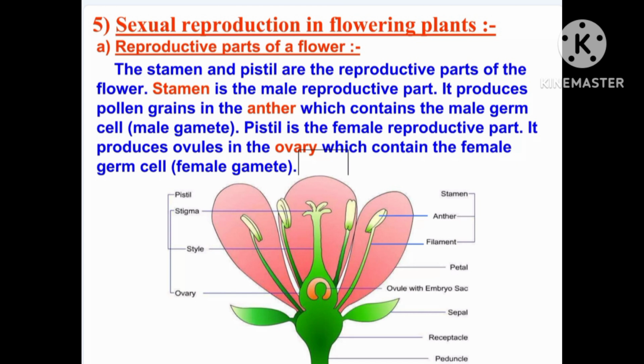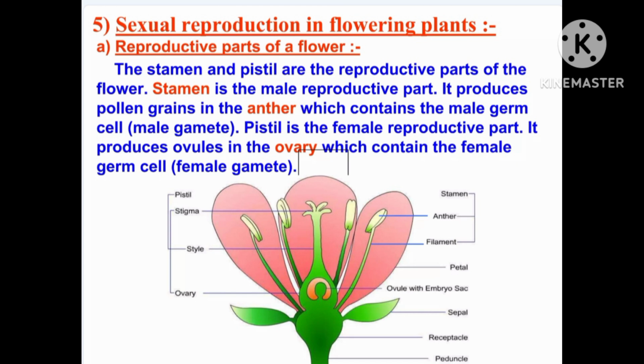I hope you have learnt the parts of the flower in your lower classes. Now let us learn them one by one. The stamen and pistil are the reproductive parts of the flower, and the stamen is the male reproductive part. What does it produce?